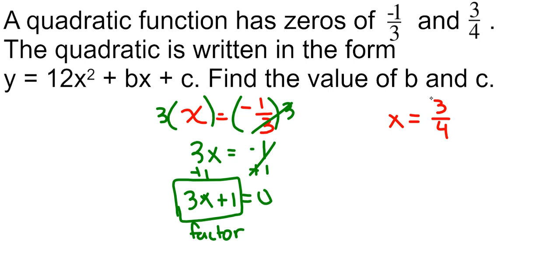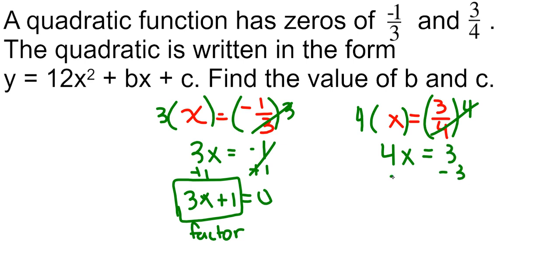Over here, I'm going to do the same thing. I'll multiply both sides by 4 to get rid of the denominator, and I get that 4x equals 3. And then I will subtract 3 from both sides and get 4x minus 3 equals 0. So this is another factor.